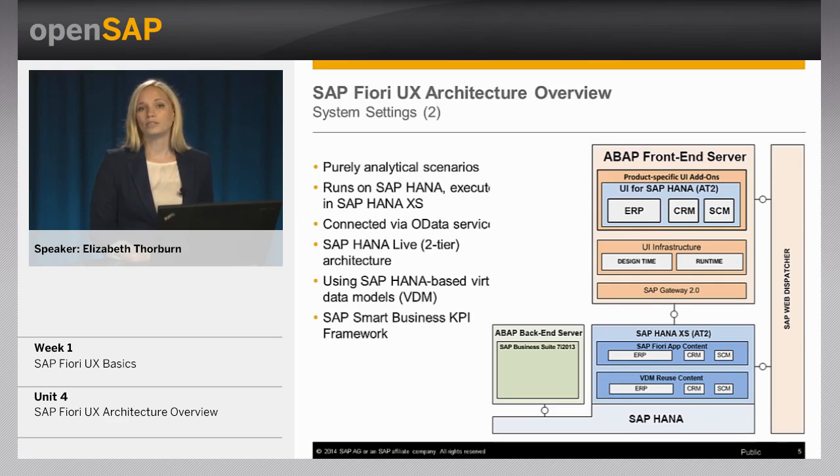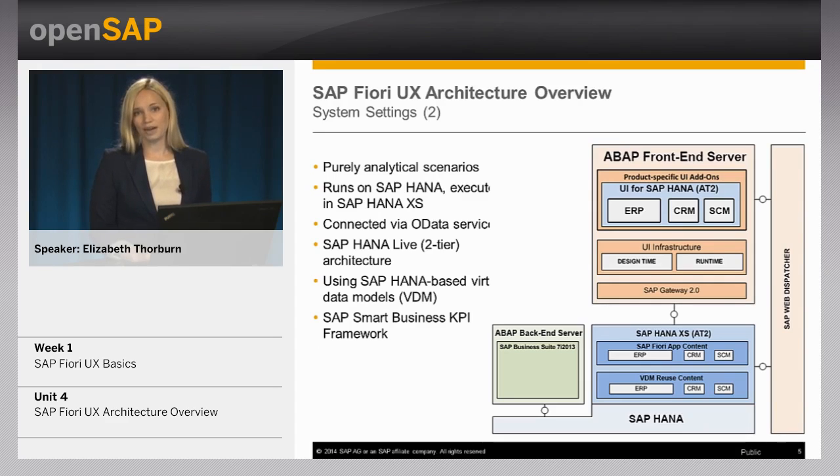The ABAP front-end server primarily remains the same. We still have the product-specific add-on, the UI infrastructure, and SAP NetWeaver Gateway. For the product-specific UI, we added the UI for HANA, which includes the Smart Business KPI framework. This framework is used to configure, view, and analyze the KPIs and drill downs in your tiles. Daniel will be discussing this with you in more detail at the end of week 3.